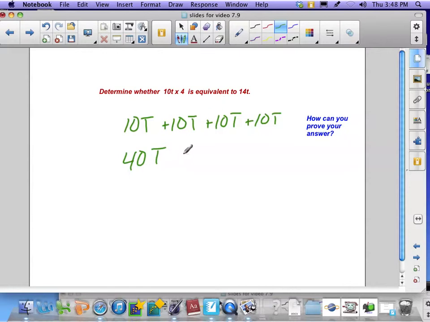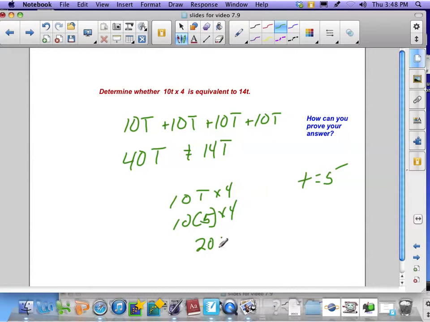10t plus 10t plus 10t plus 10t is 40t. 40t is not equal to 14t, so these expressions are not equivalent. If you're not sure, you can always just pick a value and substitute it in. Say t was equal to 5. 10t times 4, I'll substitute 5 in there. 10 times 5 is 50, times 4 is 200. 14t, do 14 times 5 and get 70.